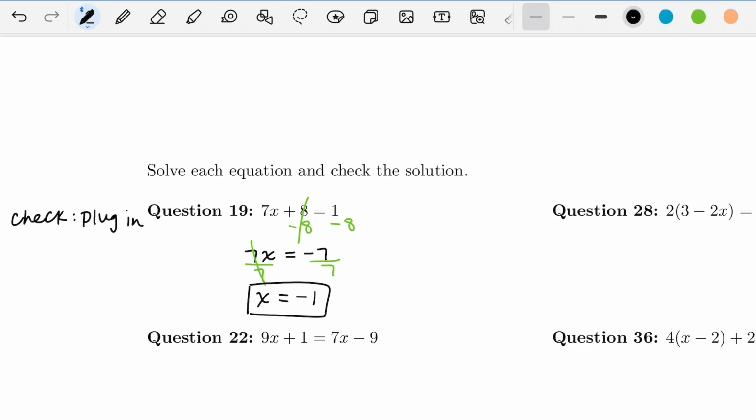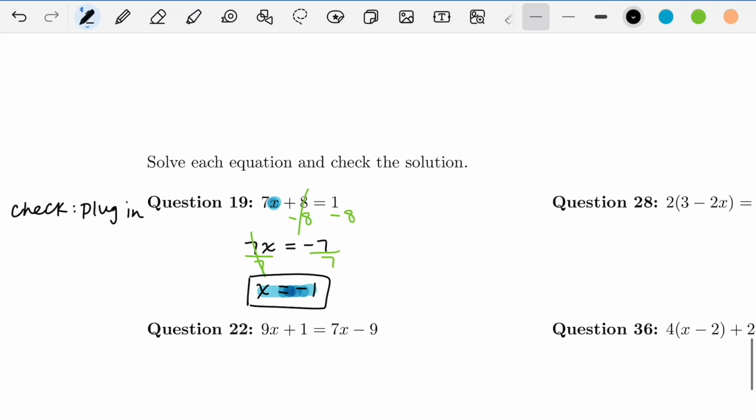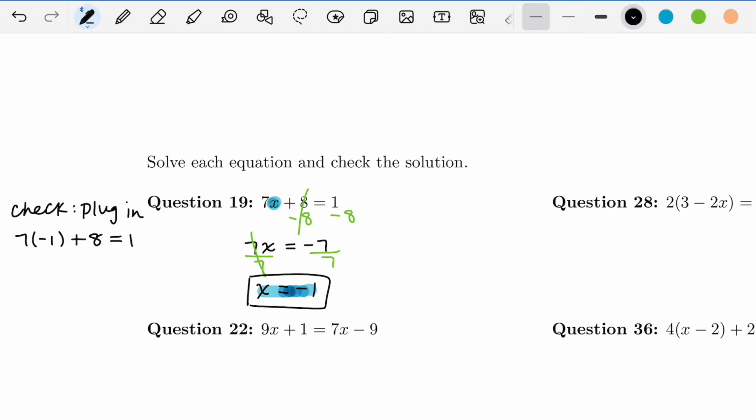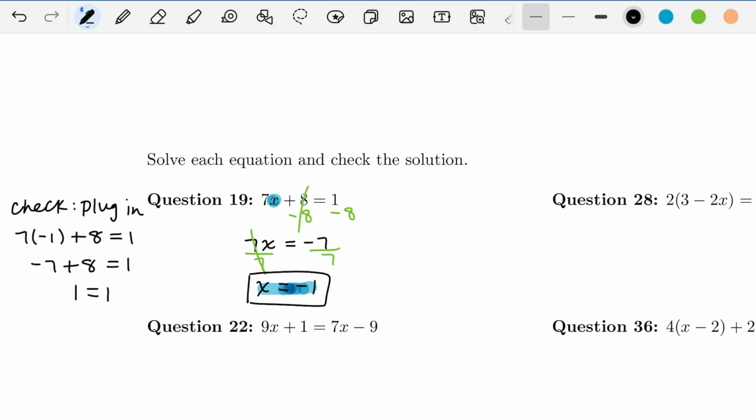Now for this one, I'll check the solution, and all that means is we're just going to plug in the value that we got for x. So x is equal to negative 1 here. What we're going to do is plug it into our equation. So we have 7 times negative 1 plus 8 is equal to 1. We want to make sure that this left-hand side does in fact equal 1. So we have 7 times negative 1, which is negative 7, and then we're adding 8 to that. Notice negative 7 plus 8 does equal 1, so we're left with 1 is equal to 1. So it looks like that is a solution.